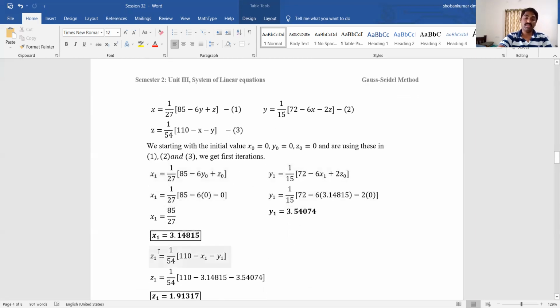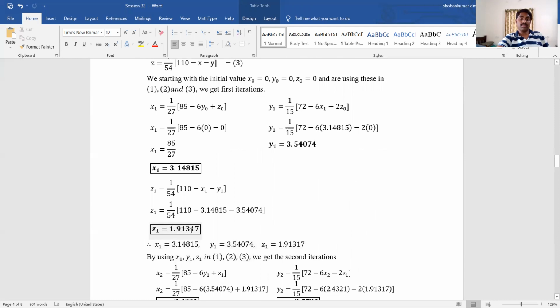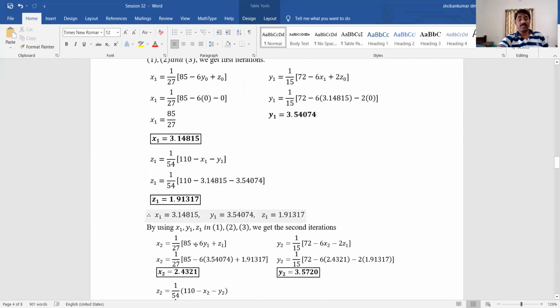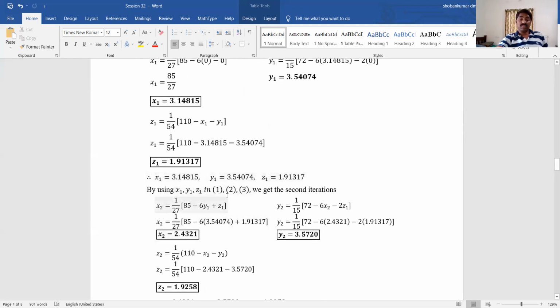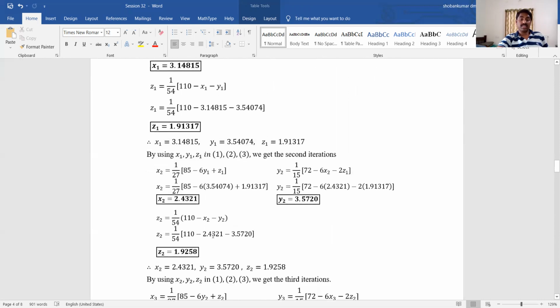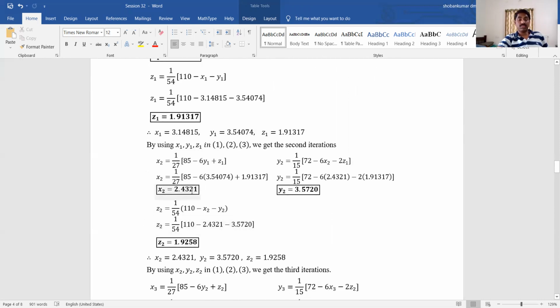With the initial values, we get x1 is equal to 3.14815, y1 is equal to 3.54074, and z1 is equal to 1.91317. You should remember we are using x1 not x0 because x1 is a better approximation than x0, and we are using y1 because y1 is a better approximation than y0. Okay, by using x1, y1, z1 in 1, 2, 3 we get the second iterations. Here the second iterations are x2 is equal to 2.4321, y2 is equal to 3.5720, z2 is equal to 1.9258.